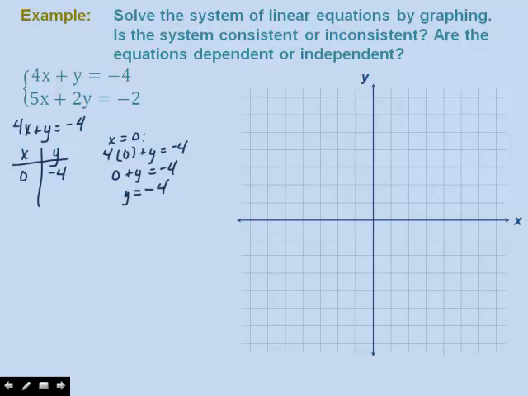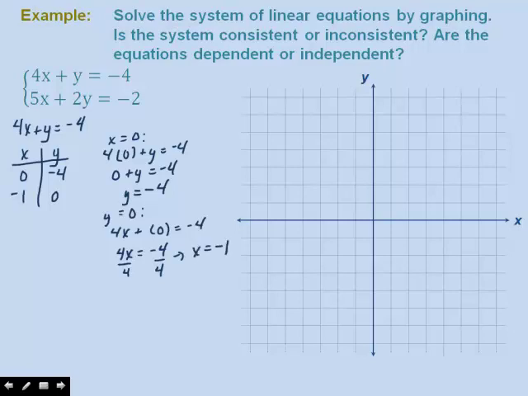Now we need one more point, or one more ordered pair, in order to be able to graph the line. So let's try using 0 for y this time. So now we're plugging in 0 for y. That gives us 4x is equal to -4. If we divide both sides by 4, then that gives us x is equal to -1.